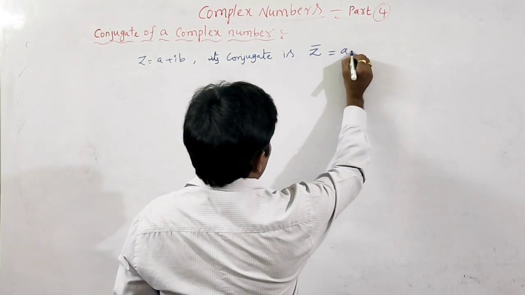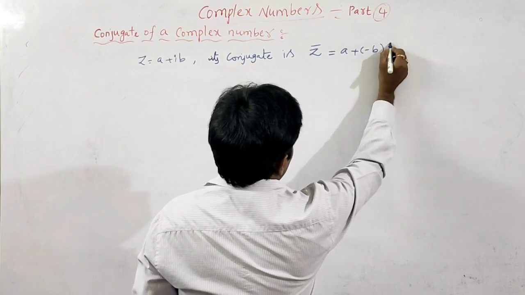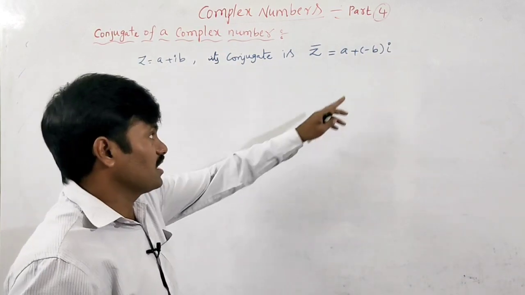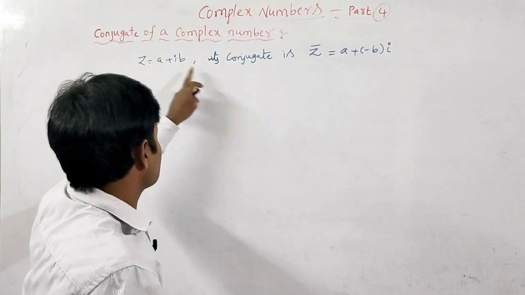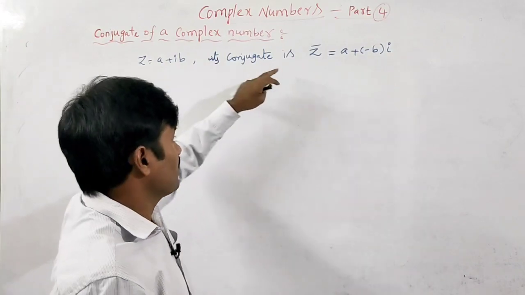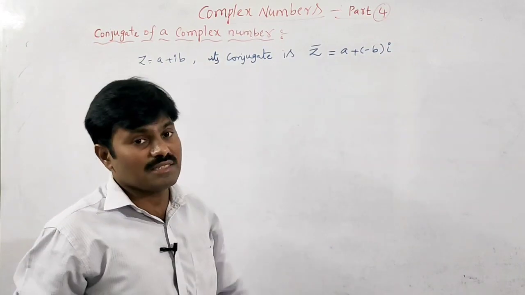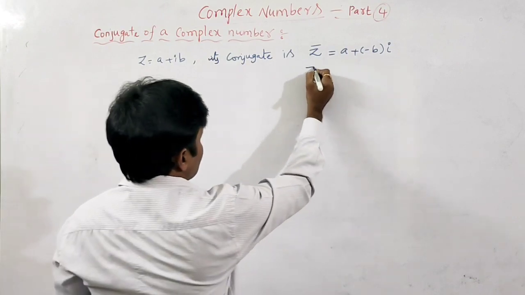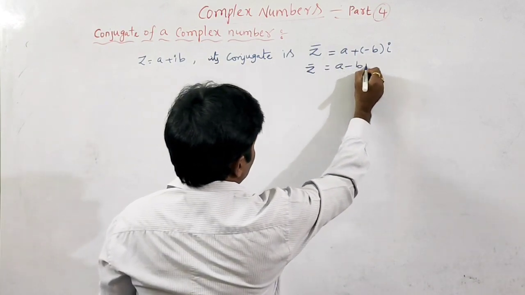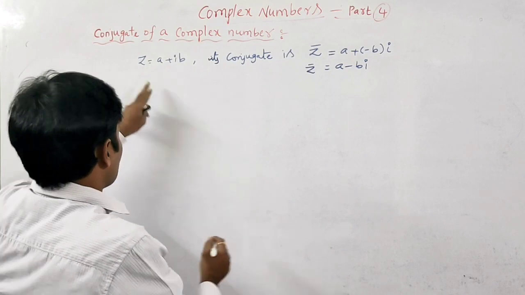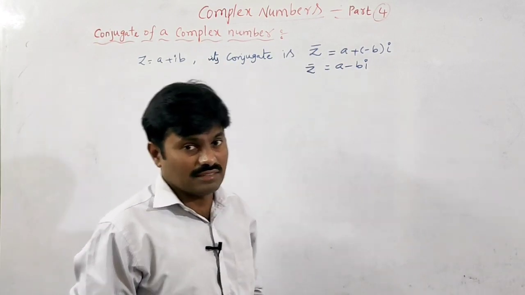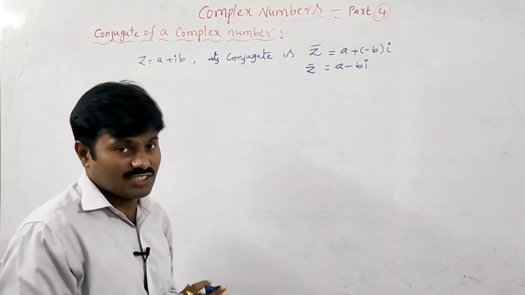It is defined as a plus minus b into i. We have to change the imaginary part's sign. Here it is plus, then it becomes minus. That means we can write z bar is equal to a minus ib. The conjugate of z is a minus ib. Okay, clear. This is the conjugate.